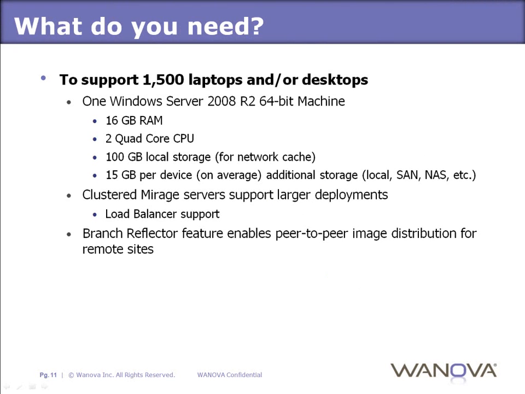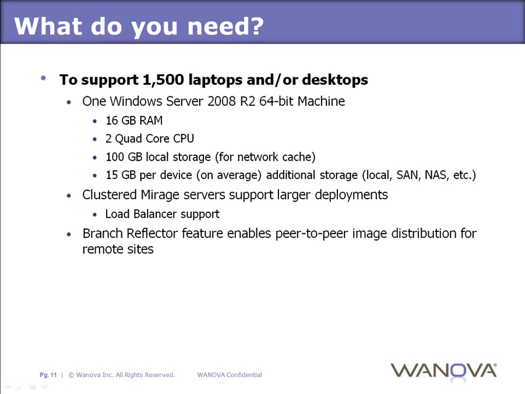With any luck, by now you're wondering, what do I need to deploy the Mirage solution by Wanova? So let's talk about this quick, and I think you'll be pretty surprised. To support up to 1,500 laptops and or desktops, you need just one Windows Server 2008 R2 machine. That machine would need at least 16 gigabytes of RAM, 2 quad-core CPUs, and 100 gigabytes of local storage for the network cache. On the storage side, you can expect requiring roughly 15 gigabytes per user, which we recommend allocating on a SAN or NAS.